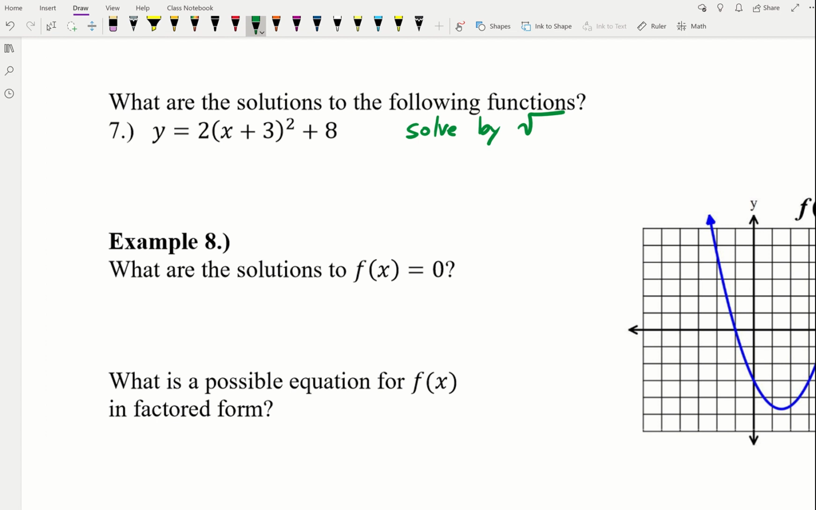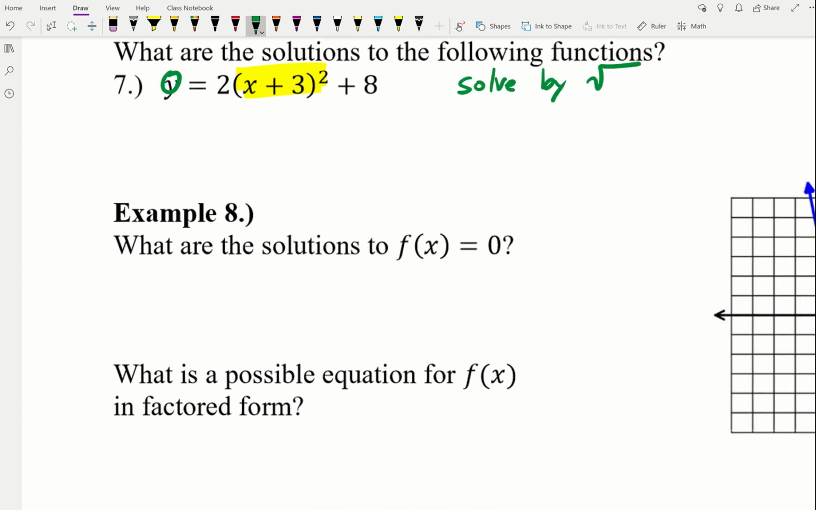All right, and we've done this several times this year. We did it in chapter 3, we did it in chapter 4, and now it's coming back here. So in this case, we want to start by isolating, well, we're really starting by plugging in 0 here, but then we want to isolate the binomial squared. So in order to do that, we're going to go ahead and subtract 8. So then we got 2 times (x plus 3) quantity squared.